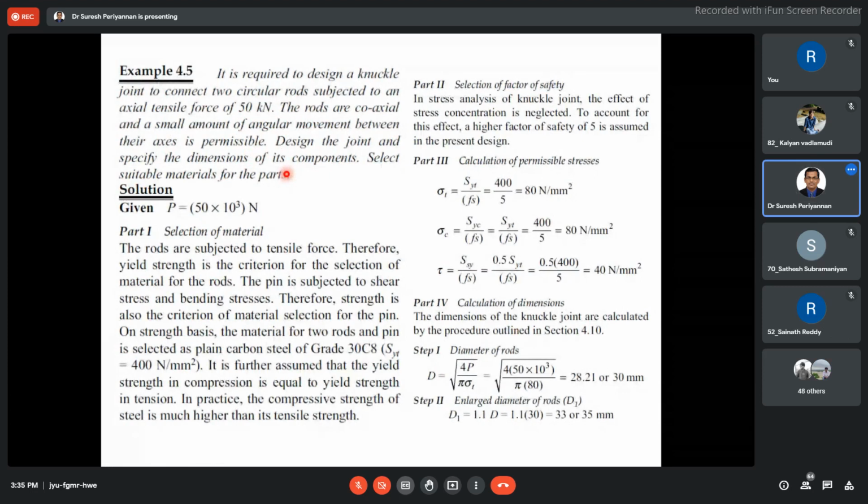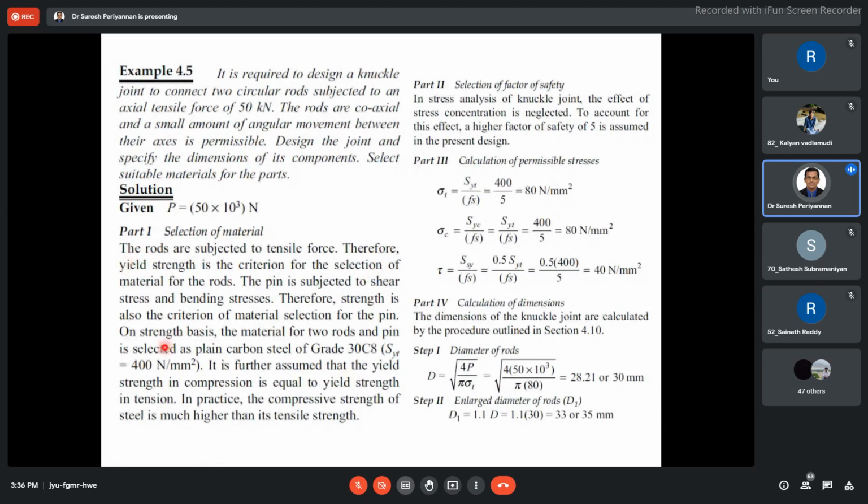Anyway, material. How are we choosing the material? This should be given data, or you can take it from the design data book. Now, how to select the material? We have to understand that now.